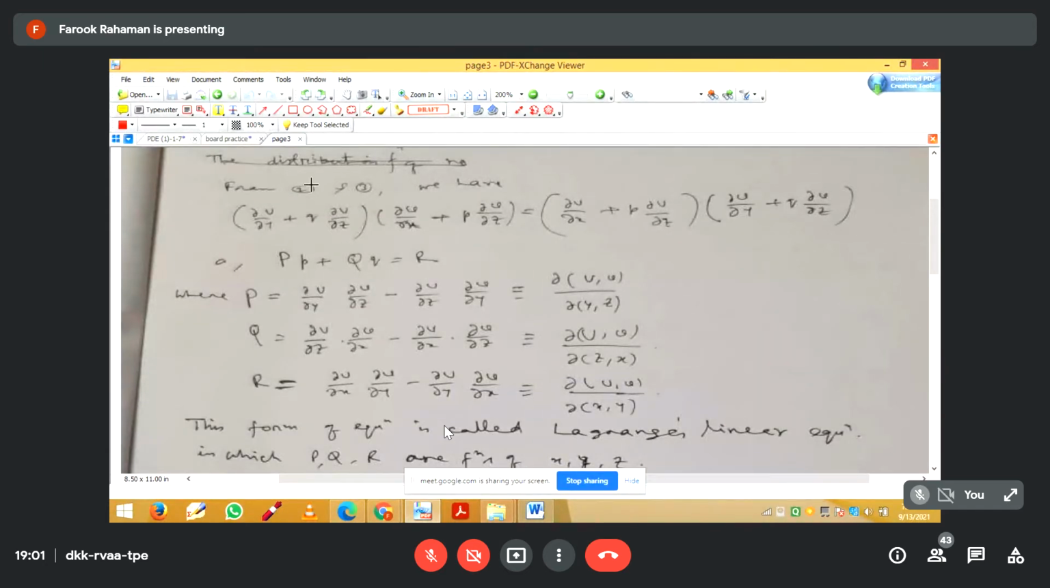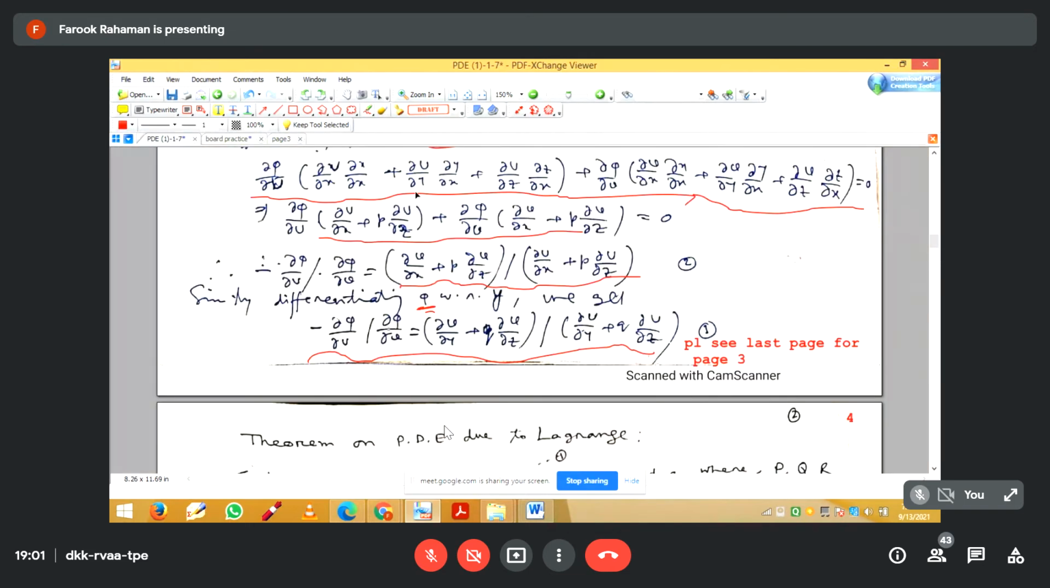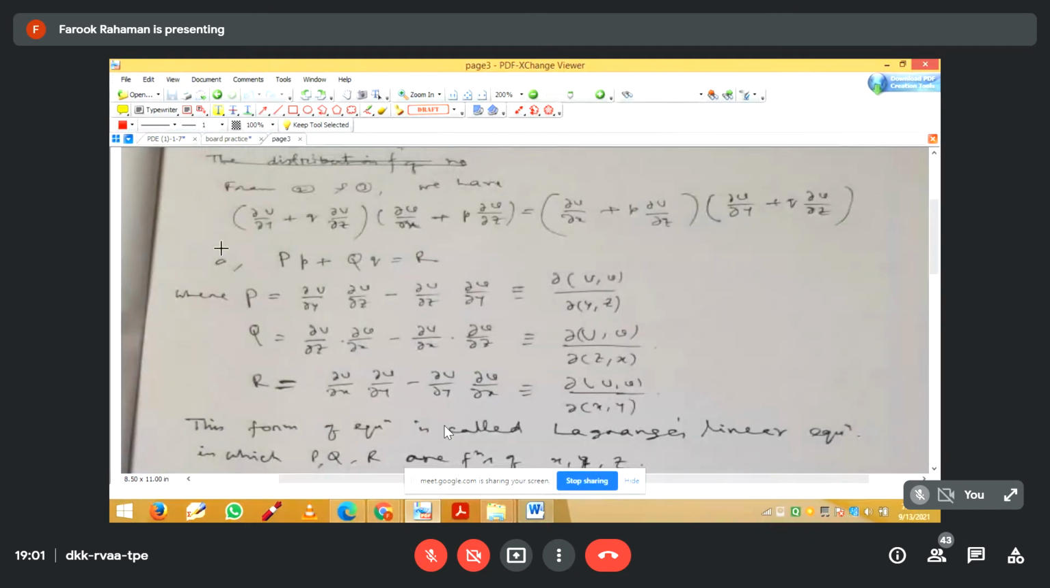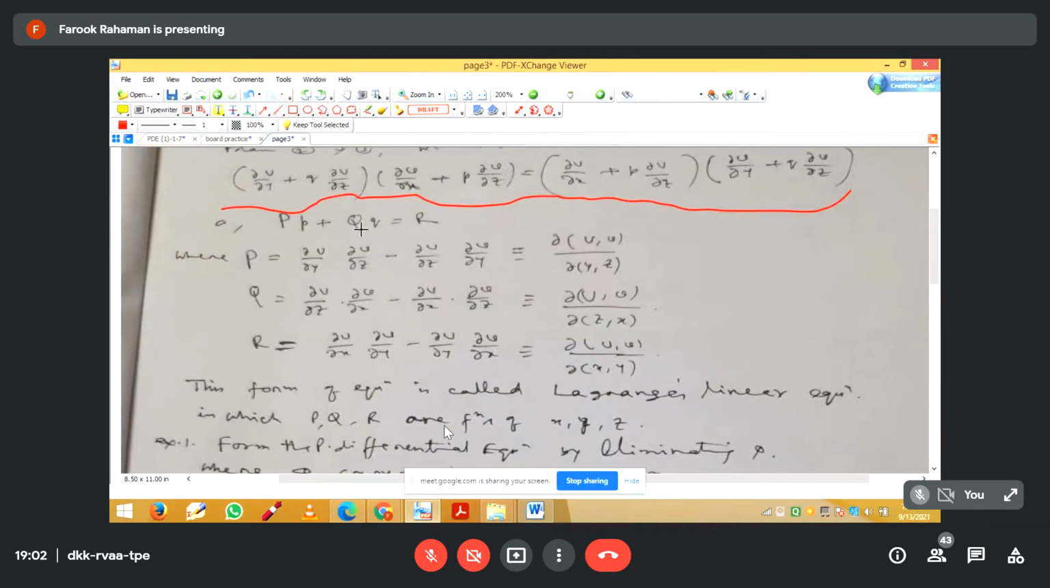So from this equation, this one equation is 2, and this equation you call it 3. From 2 and 3, one can easily find this by eliminating del phi del u by del phi del v. Just eliminate one, you get this. And if you just rearrange, one will find p with coefficient capital Q, small q with coefficient capital Q, and r.